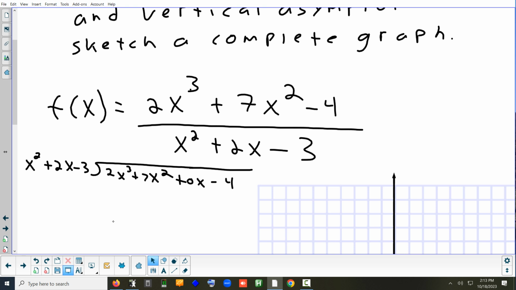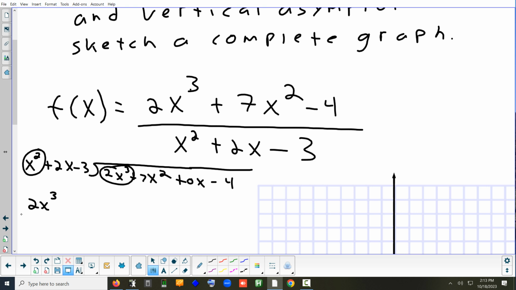All right, so take the first term on the inside and divide by the first term on the outside. 2x cubed, and we're going to divide by x squared. Okay, what do you got? 2x. Yep. So 2x. All right. Now, what do we do with that 2x? Oh, you distribute it? Yep. I'm going to distribute it back out.